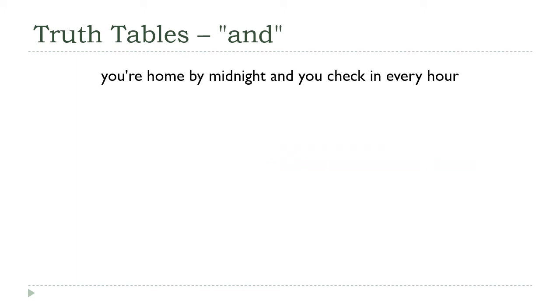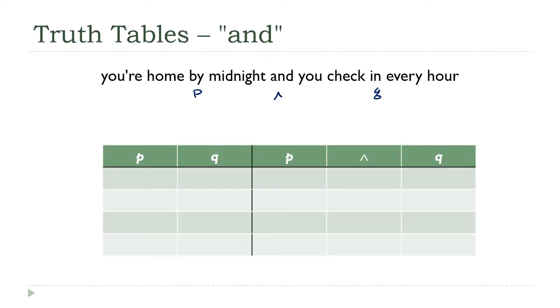All right, so let's try the next one. I'm going to use the same variables. P is going to be you're home by midnight. Q is going to be you check in every hour. And this time, instead of an OR, I have an AND. I want to walk through the same process here. Again, I've got a list of the variables on the left side. I've got the statement I'm trying to evaluate on the right side. I'm going to approach this the exact same way.